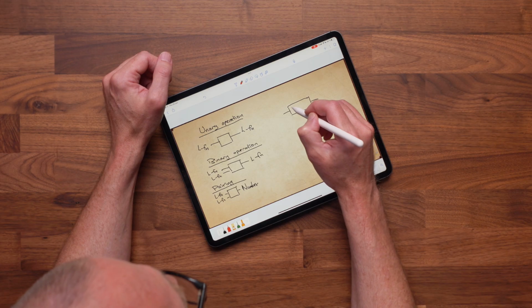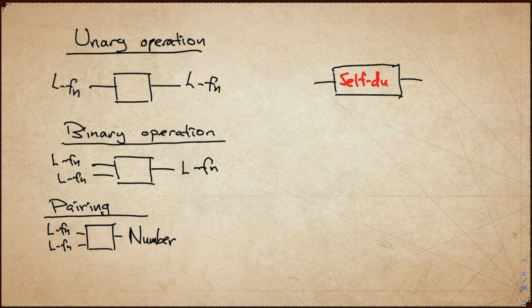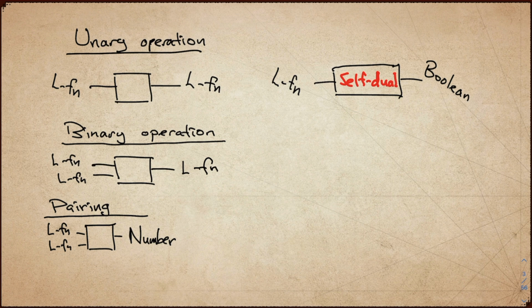There is a machine called self-dual, which takes an L function as input and gives a Boolean as output. This machine checks if all the Dirichlet coefficients are real numbers. I mean, they could be like i or some other general complex number, but if they are all real, this machine outputs true, or like yes, the coefficients are all real. And otherwise, false, or like nope. This type of machine is called a property.